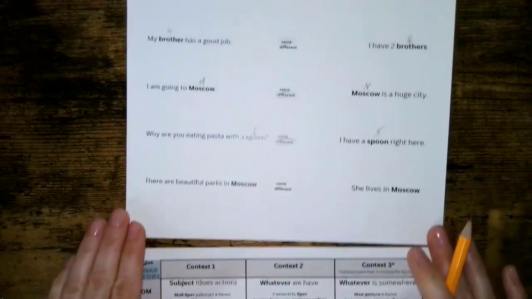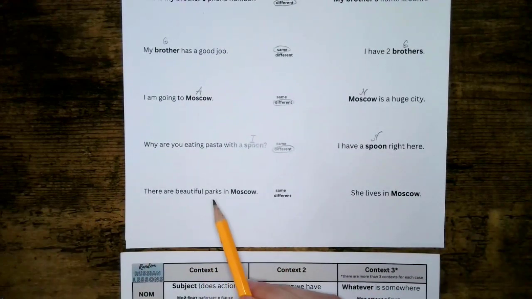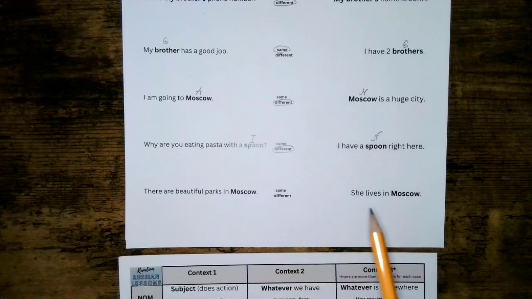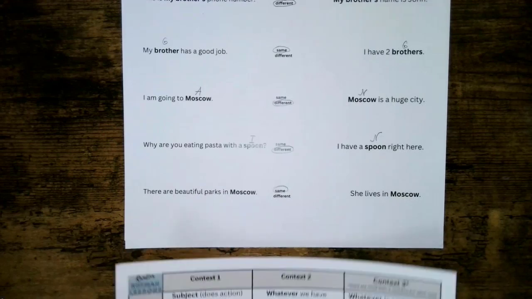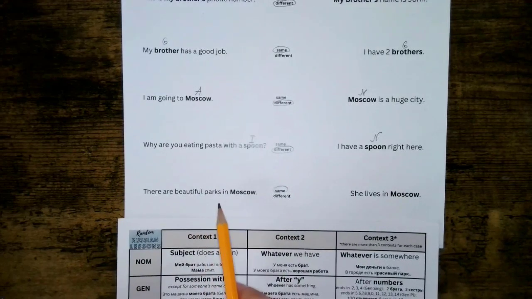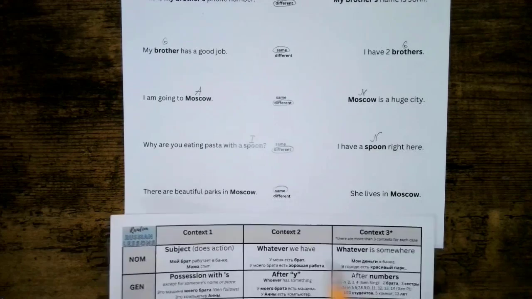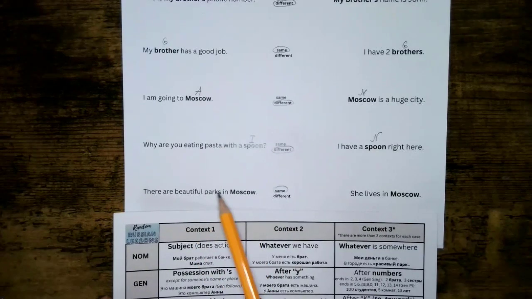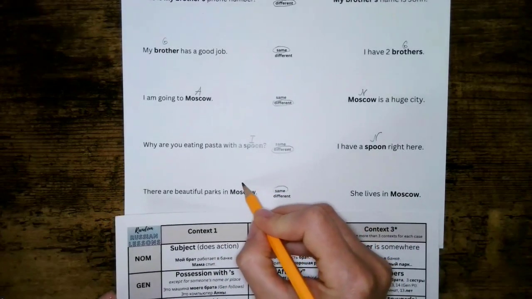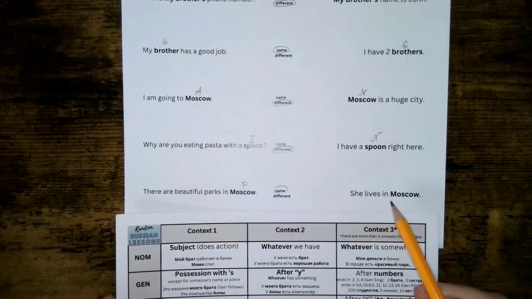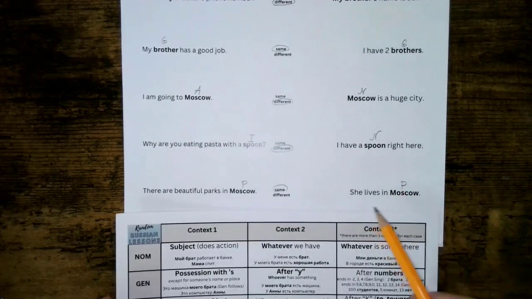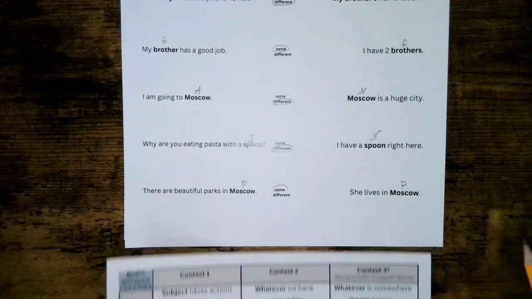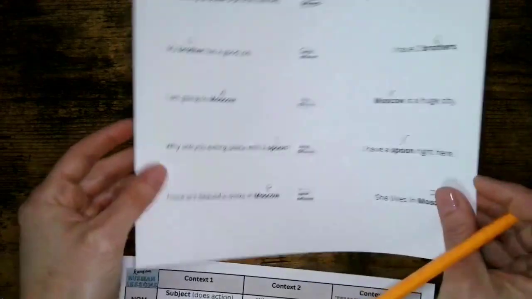Okay, our next sentence. There are beautiful parks in Moscow versus she lives in Moscow. Here, the case is the same. There are beautiful parks where? In Moscow. It's a fixed location for all of those beautiful parks. So this is the prepositional case. She lives in Moscow is also a fixed location and is also the prepositional case, because where does she live? She lives in Moscow. Okay, let's take a look at the next set.